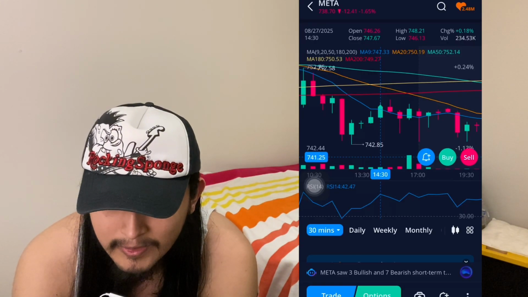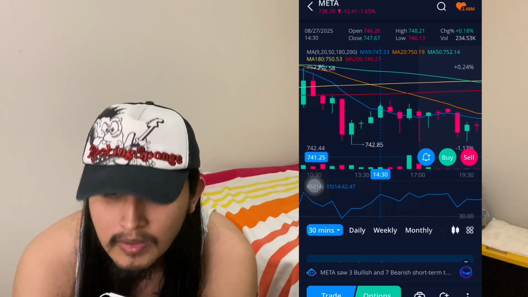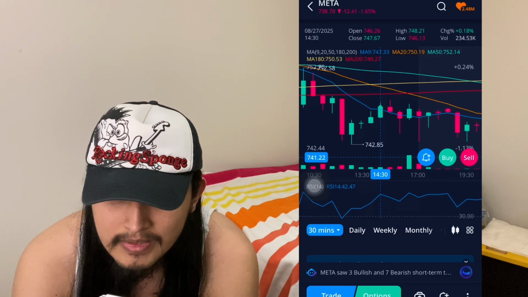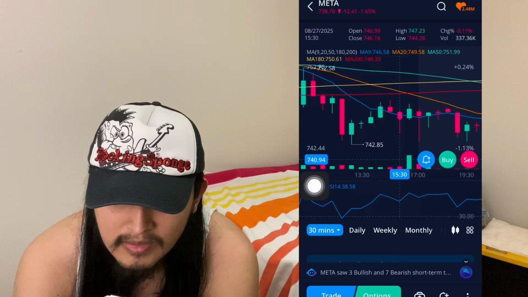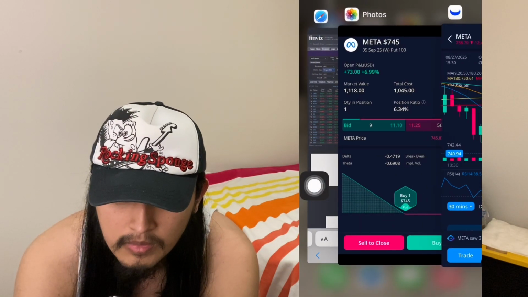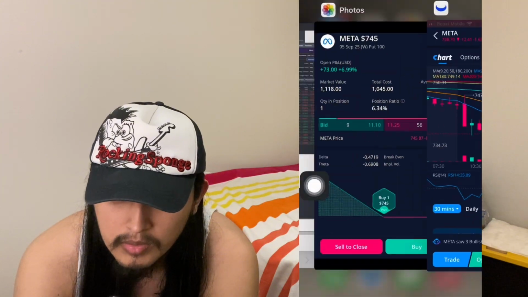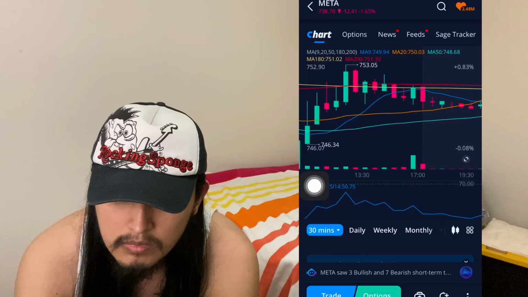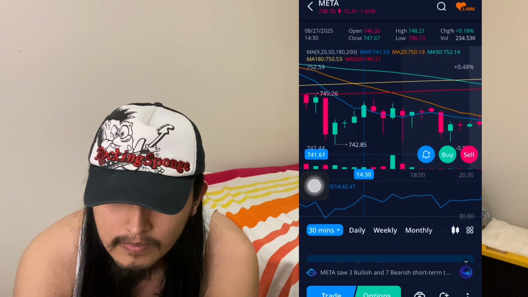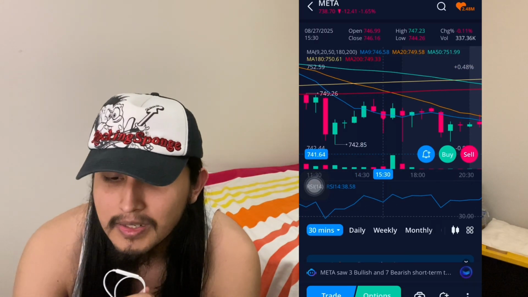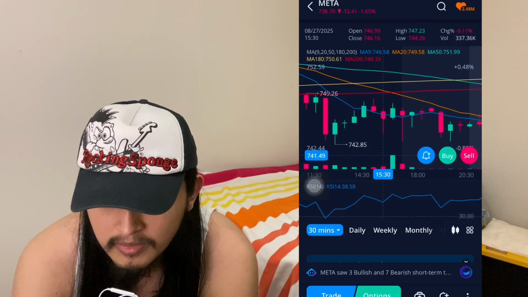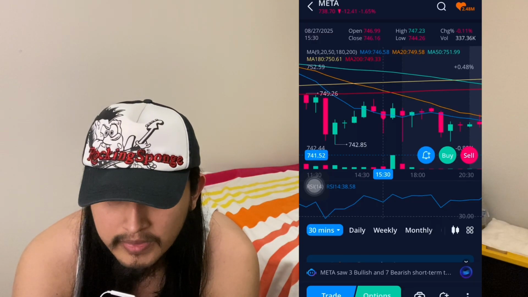So when I bought here on the 1430 candle, Meta didn't get rejected by the 9-day moving average. It actually broke through it. But as you can see, what time did I sell out of? I think it was 1522. Yeah, 1522, which is this candle right here. So when I sold out the position, you can see that Meta was below the 9-day moving average once again.